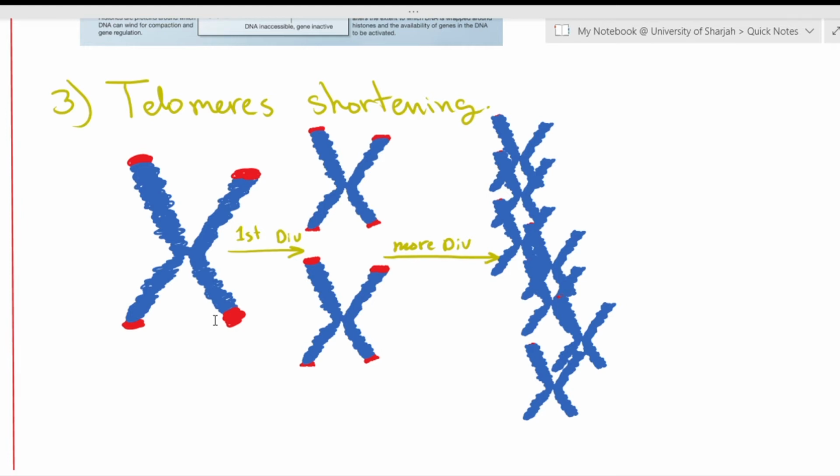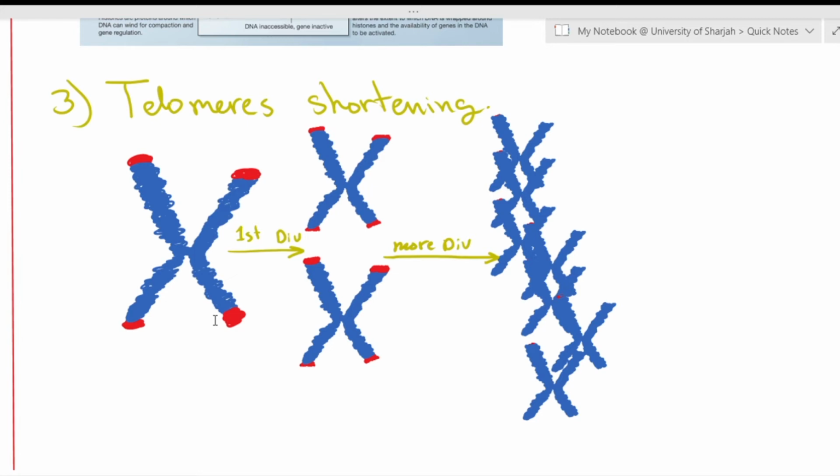But the problem is after the first division, it decreases. So more and more division, more and more chromosomes, less telomeres. Once a cell reaches 0 telomere, it will stop the division. So it causes a certain amount of divisions that will happen, in cell generation or making.